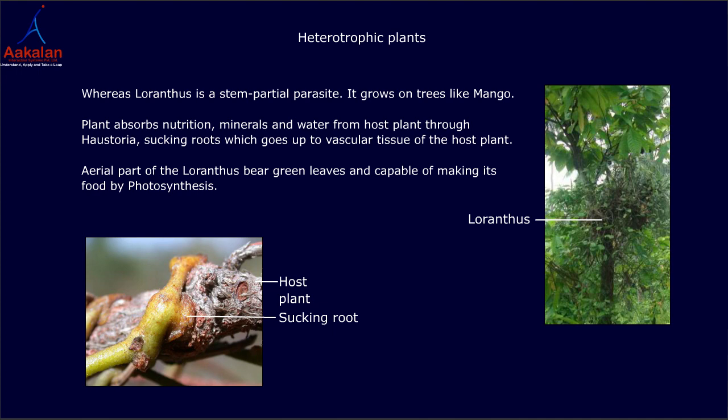The plant absorbs nutrition, minerals and water from the host plant through haustoria, sucking roots which go up to the vascular tissue of the host plant. The aerial part of Loranthus bears green leaves and is capable of making its food by photosynthesis.